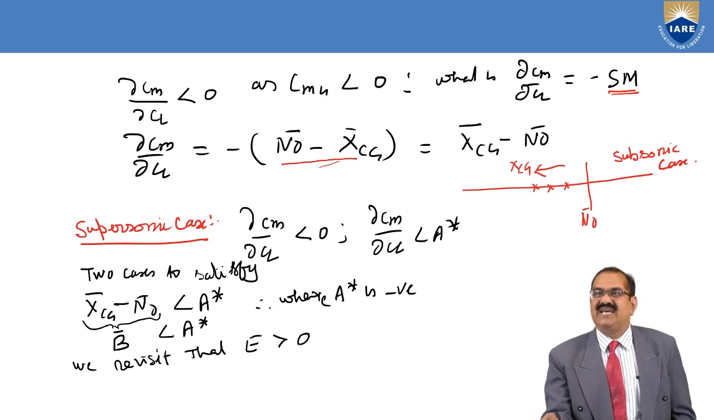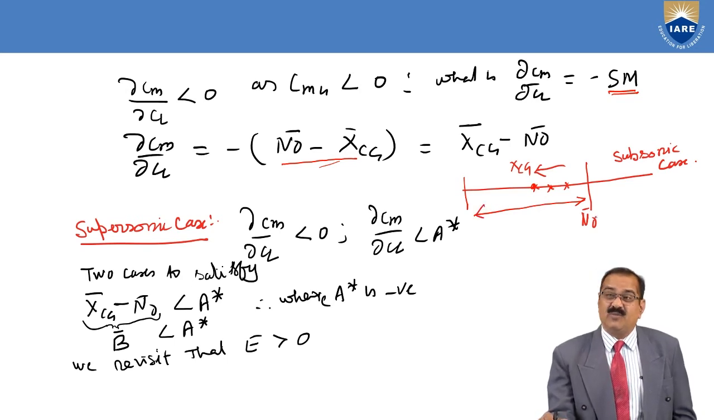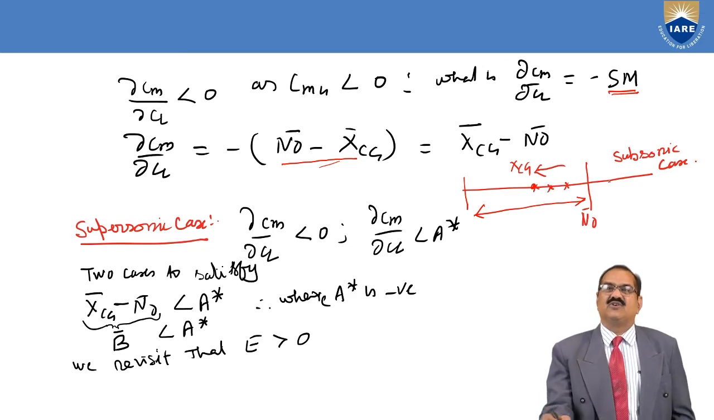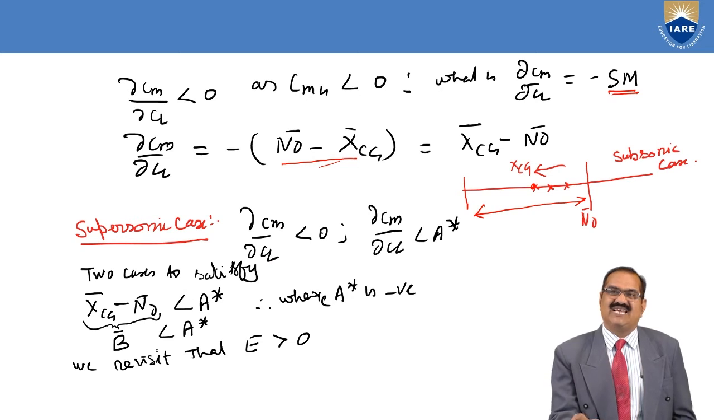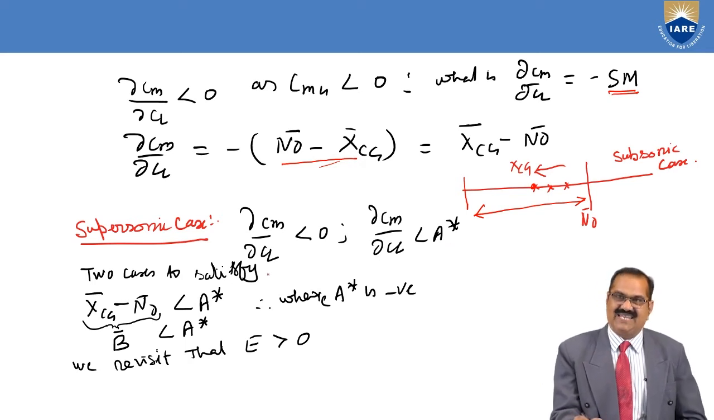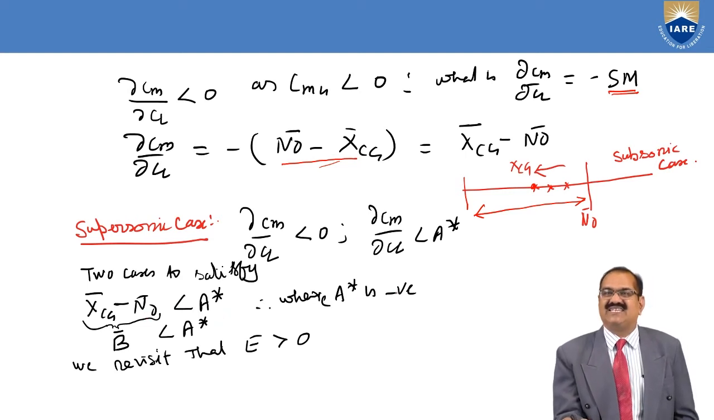So here if you see, this is the neutral point and this is the N0. If we measure from here, it means your neutral point should be behind the center of gravity. So for the subsonic case, dCm by dCl should be less than 0, or dCm by dCl should be less than A star. So two cases are here, when xCg minus N0 should be less than A star. Here A star is negative.